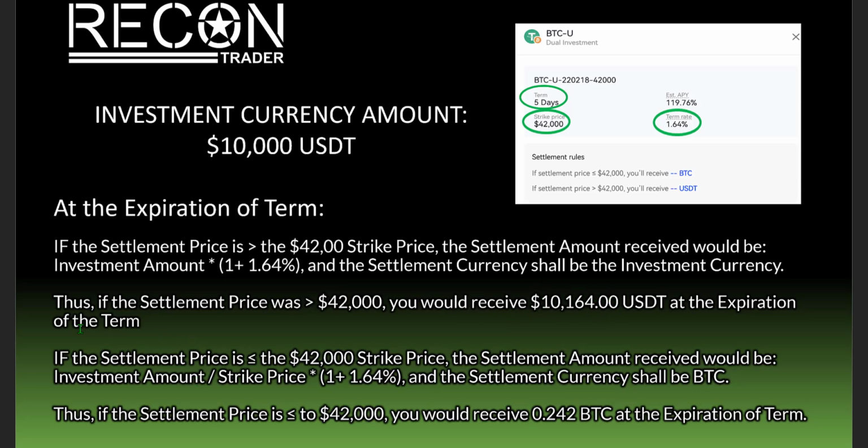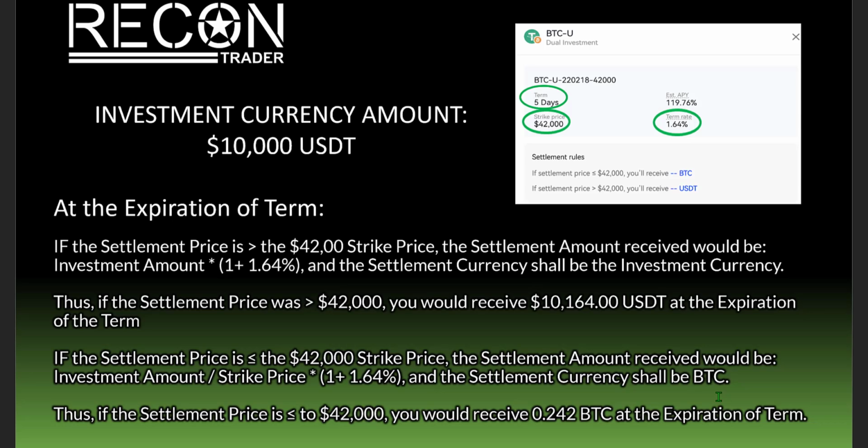Now, on the flip side, if the settlement price is less than or equal to the $42,000 strike price, the settlement amount received would be the investment divided by the strike price multiplied by 1 plus 1.64%, and the settlement currency would be BTC. Thus, if the settlement price is less than or equal to 42,000, you would receive 0.242 BTC at the expiration of the term.